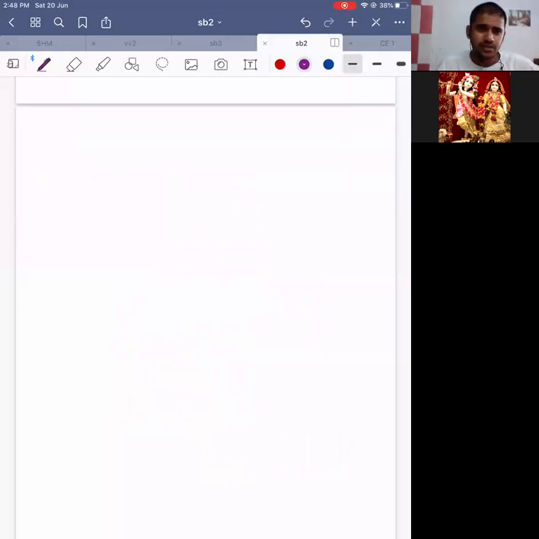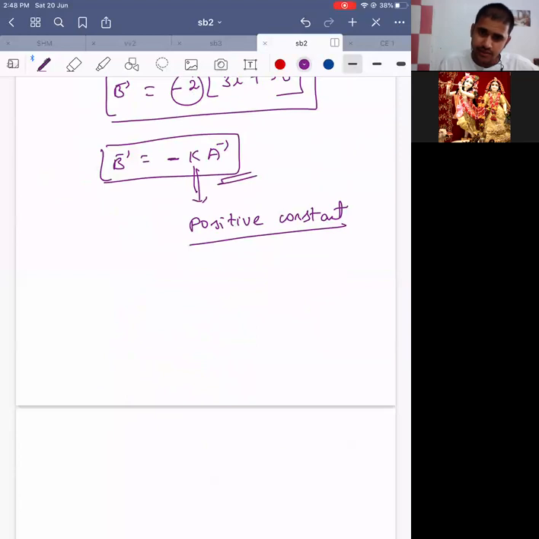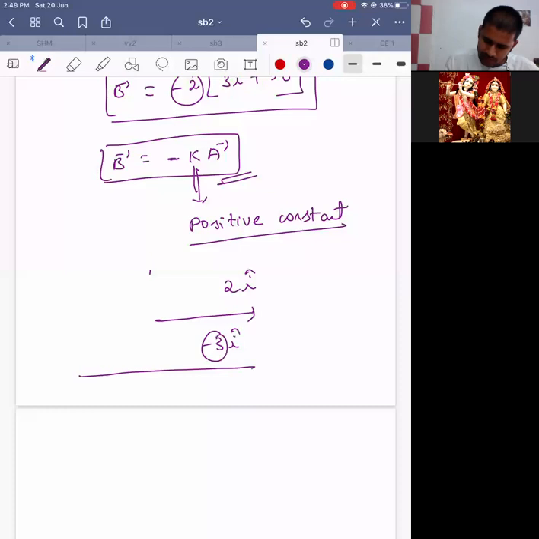Sir, but K is minus 2, which is negative. Then how, sir? Let's write simple equations. 2 i cap is in the right direction. Minus 3 i cap, what happens? When multiplied by minus, the direction will change and the magnitude will be three times. The directions are changed. That's how it is represented.